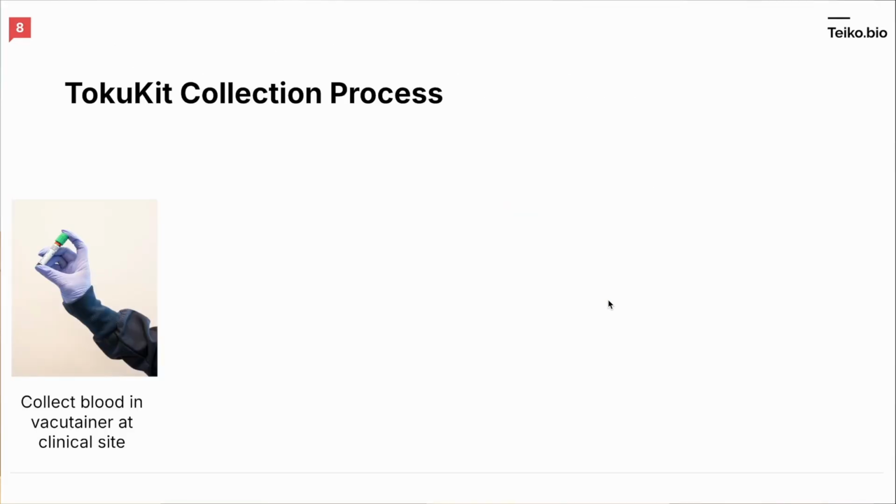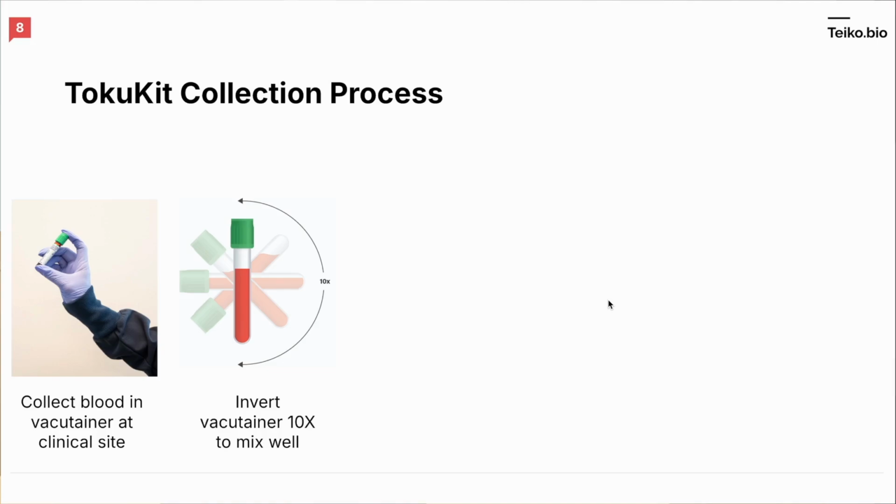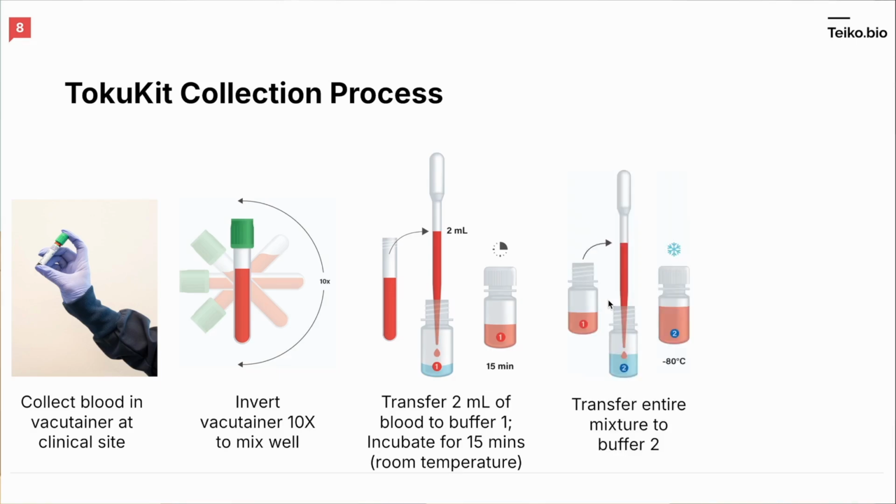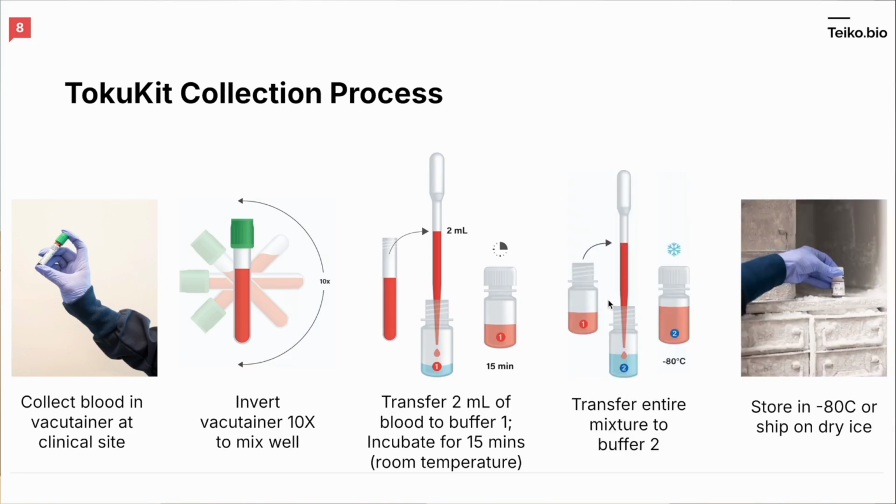This is a collection process. You can collect blood in a vacutainer at the clinical site, invert vacutainer 10 times. You transfer 2 ml of blood to buffer 1 and incubate for 15 minutes. Transfer that entire mixture to buffer 2, and then store at -80 or ship on dry ice. So this is a great way to fix samples, and we're going to talk through how we've paired this with spectral flow to create a great reliable assay for trials.